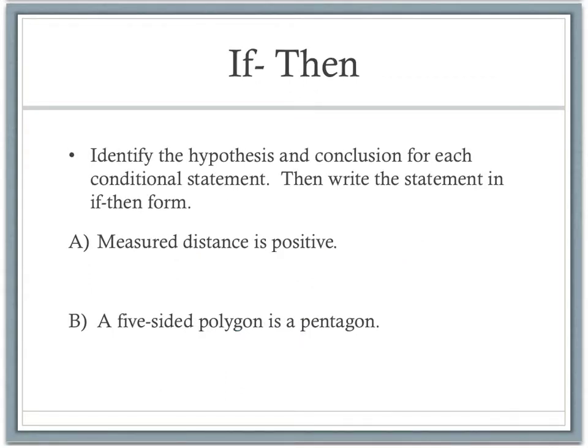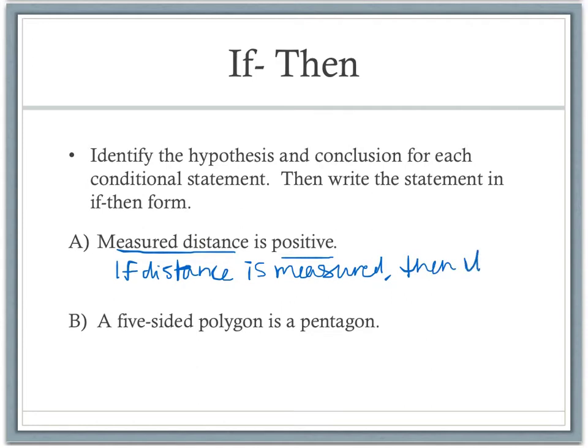All right. Here we're going to identify the hypothesis and conclusion, and then write it in if-then form. So, measured distance is positive. Your hypothesis is that we measure distance. That's your hypothesis. Your conclusion is that it is positive. So you would write, if distance is measured, then it is positive.